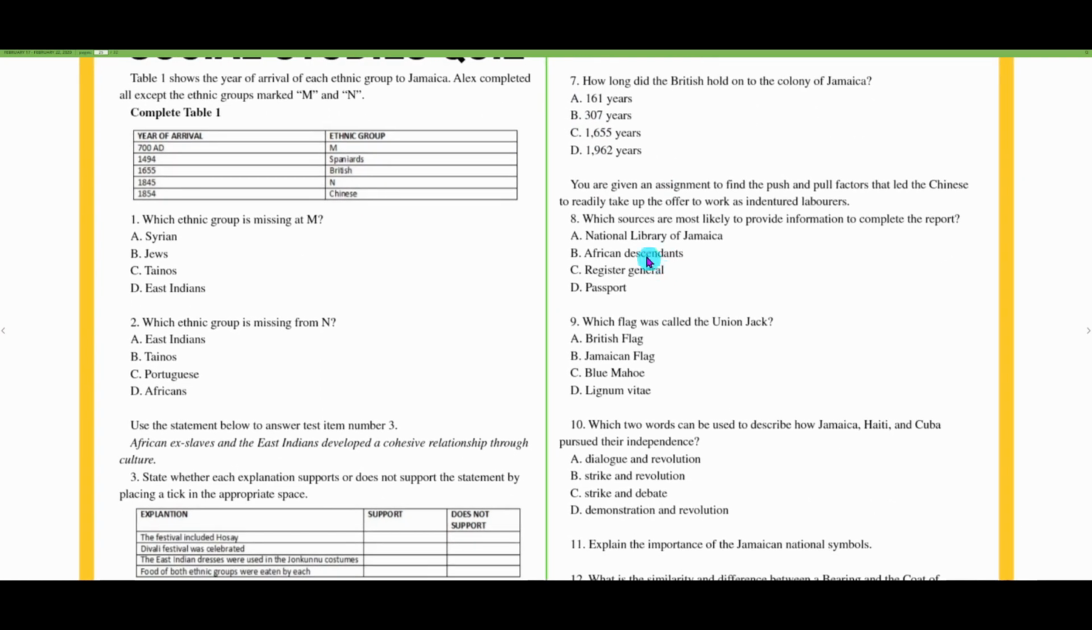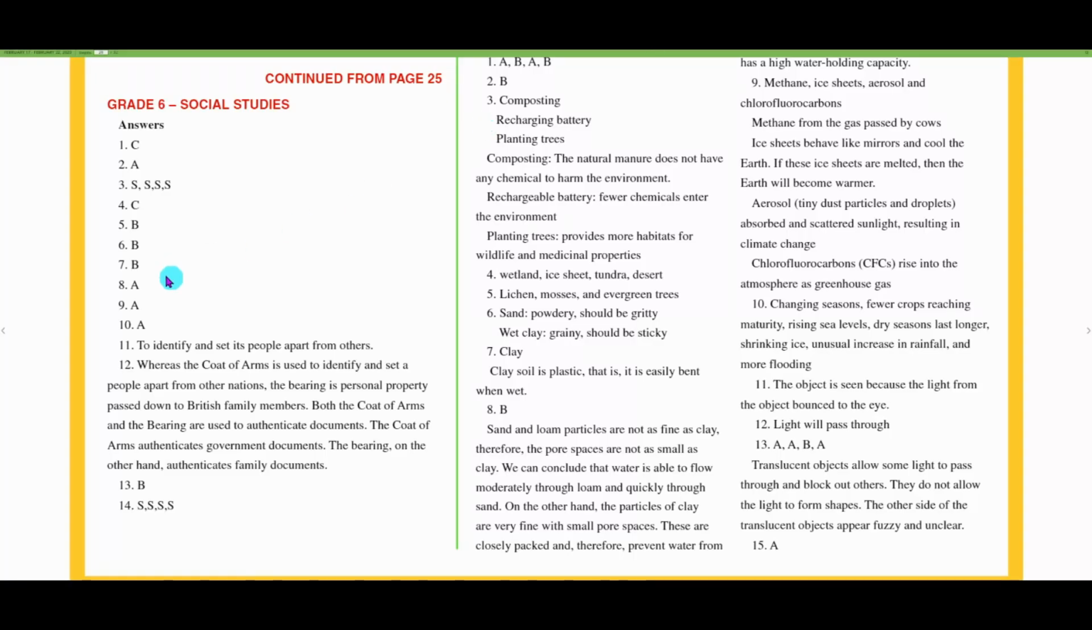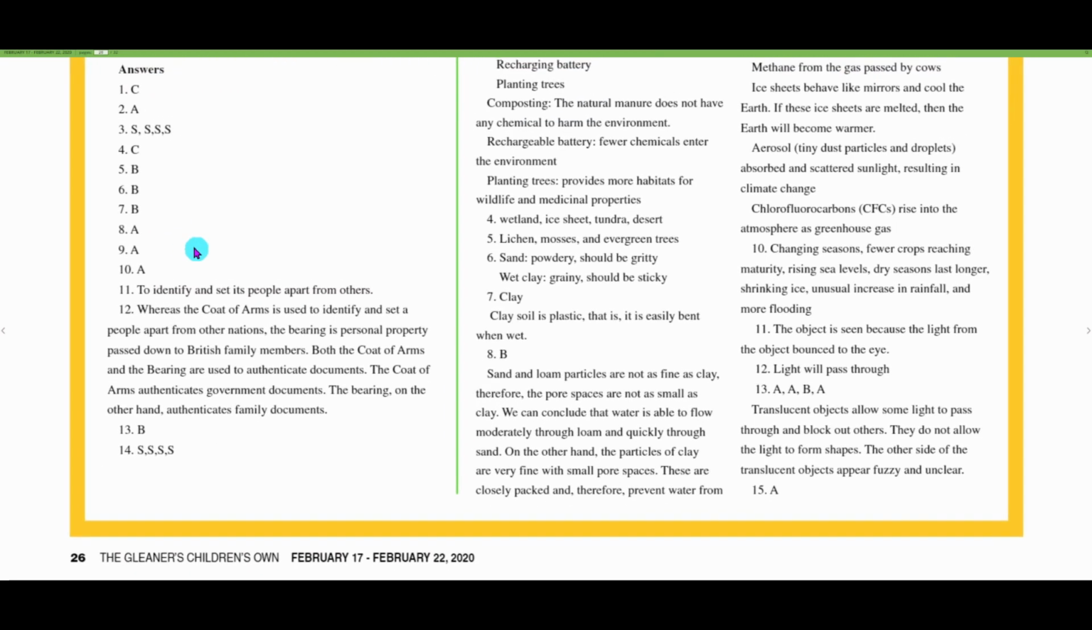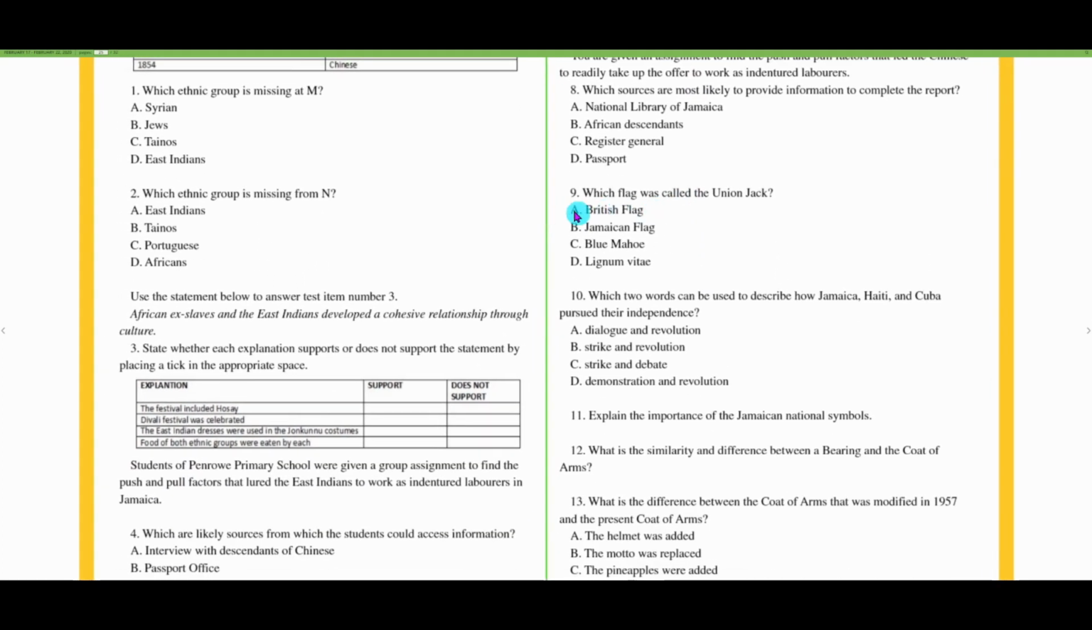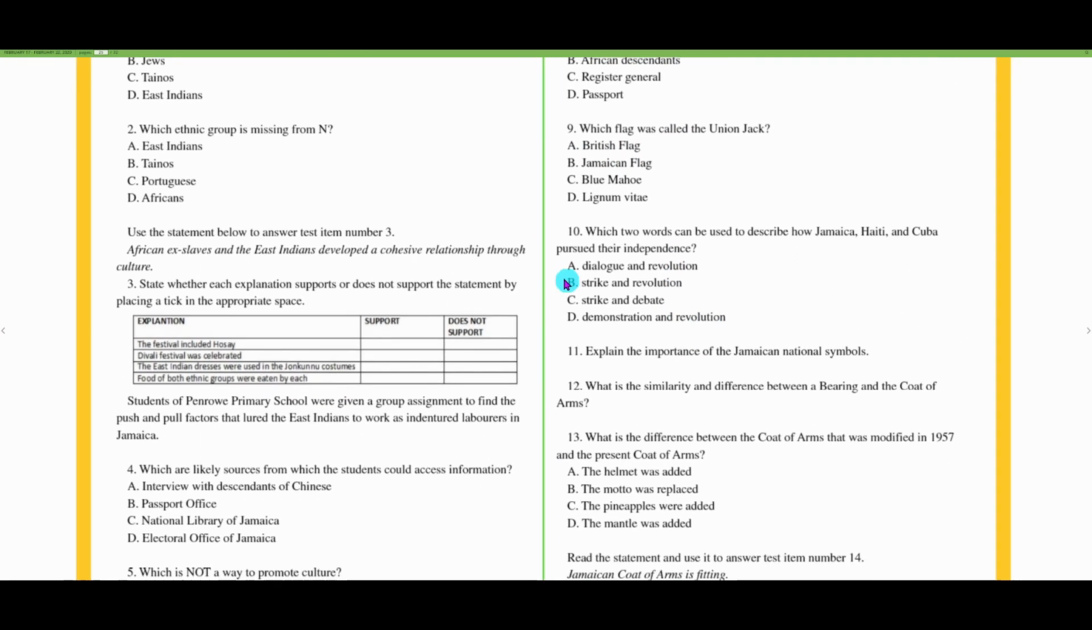Number 8. Where would we find information on the Chinese and the push and pull factors? We think that it should be A. Let's see what they have. Number 8A. Number 9A. Number 10A. So let's go to those. Number 9A. Yes. British flag. Number 10. Dialogue and revolution.